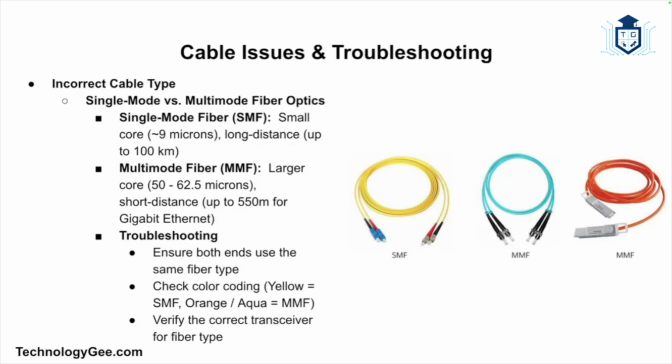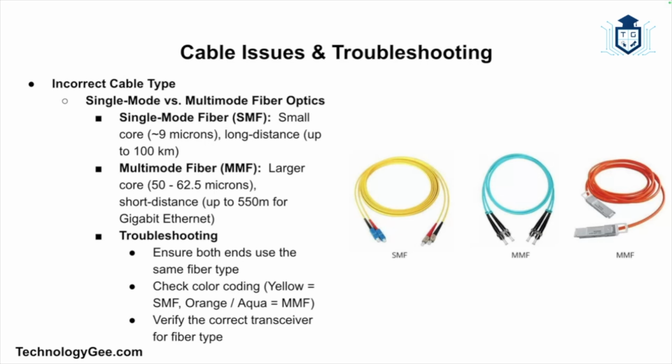All right, so let's begin with cabling issues, and we're going to talk about incorrect cable types first. Using the wrong cable type can cause performance issues, connectivity issues, and slow data transmission. Here are some common mismatches. Let's talk about single mode and multi-mode fiber optics. Single mode fiber uses a small core around 9 microns and a single light path, and is designed for long distance transmissions up to 100 kilometers. Multi-mode fiber has a larger core of 50 to 62.5 microns and multiple light paths, making it suitable for shorter distances up to 550 meters for gigabit Ethernet.